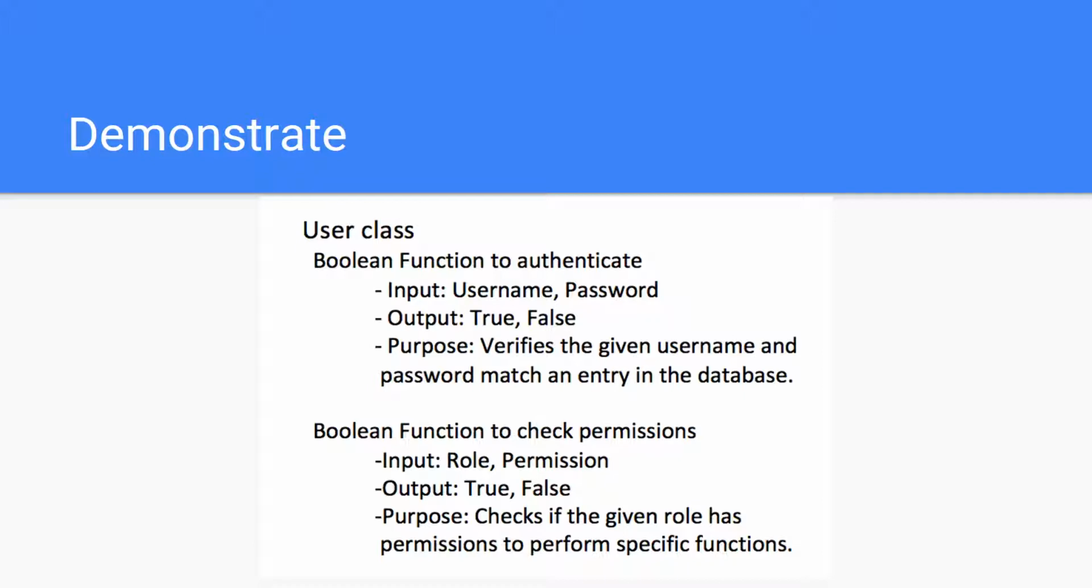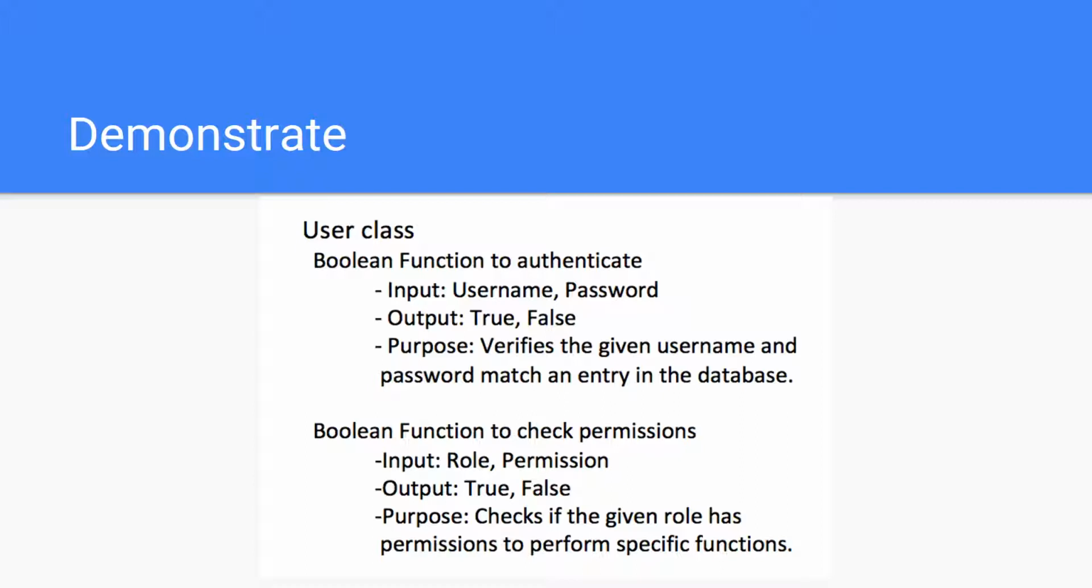To begin, you want to make sure that the reader understands what pseudocode you are writing, so we label it user class right at the top so that the reader can know that the pseudocode below belongs to the user class. Now we can see that there are two Boolean functions that the programmer will need to implement in the user class. The first function is necessary to authenticate the user when they are signing in.